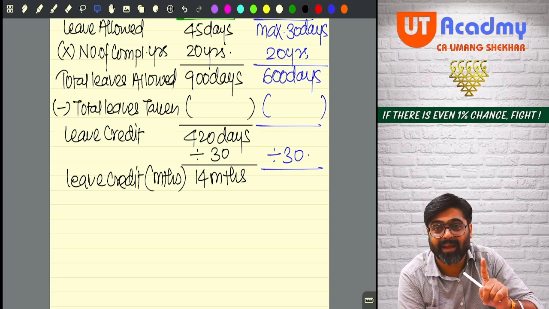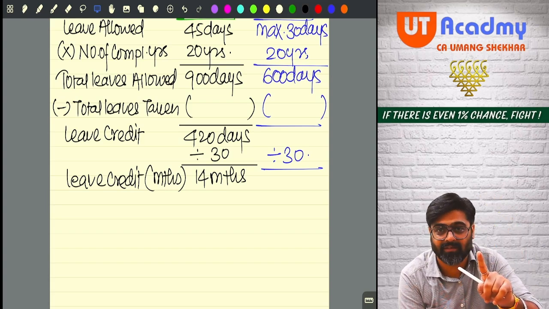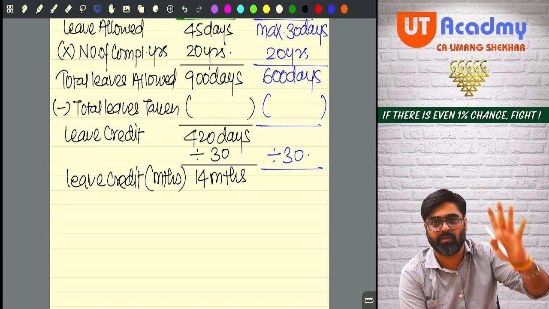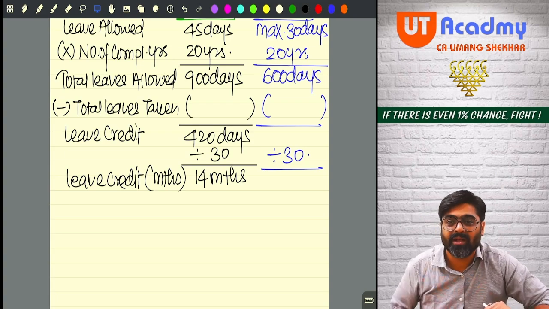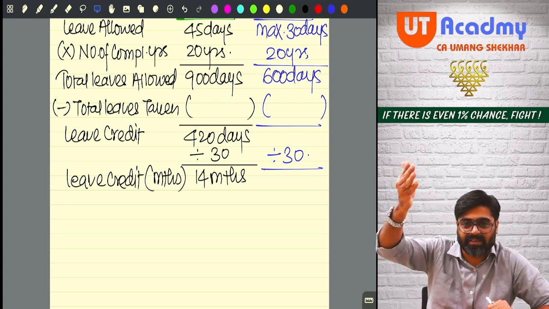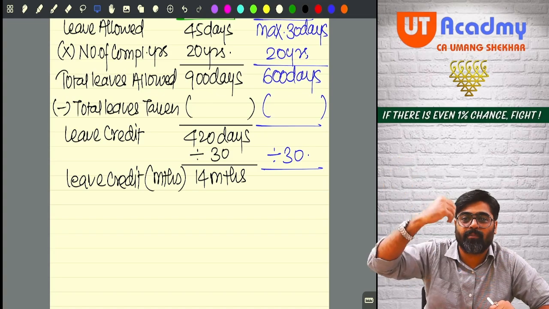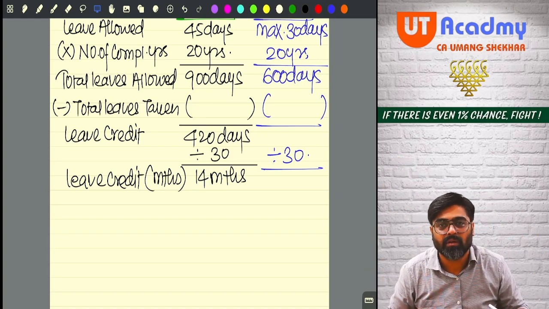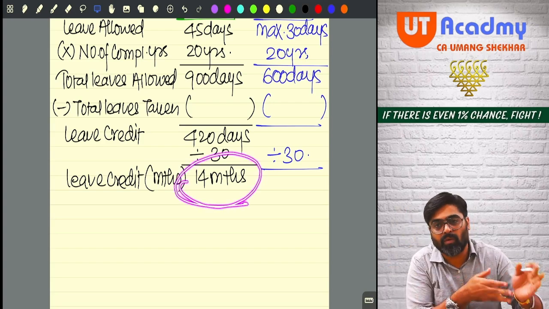Don't apply your brains. If there is a shortcut, I will definitely tell you to use the shortcut. You can use the shortcut if the question says that the leave allowed by the employer was 25 days. Use the shortcut. Don't make the second calculation, because anyway this leave credit will be lower than 30 days only.